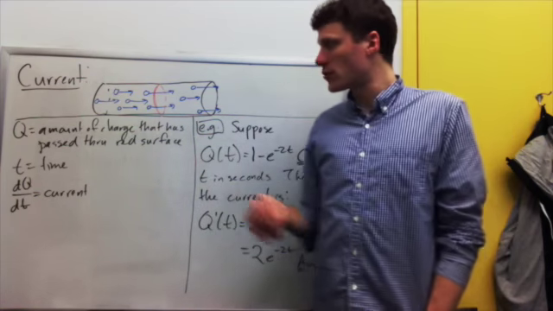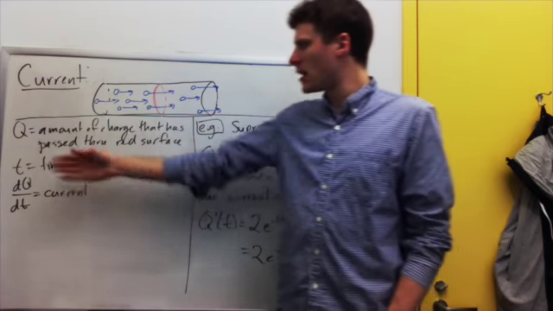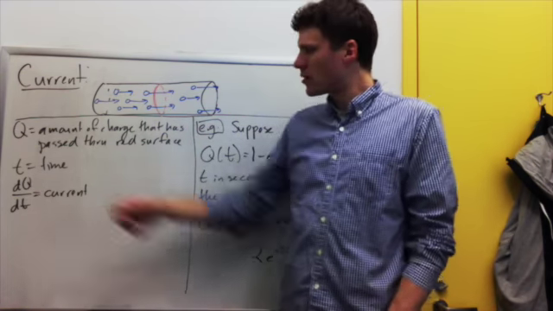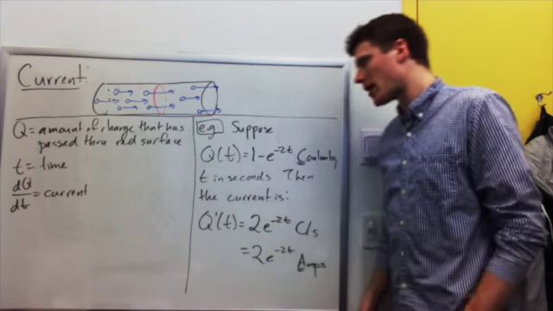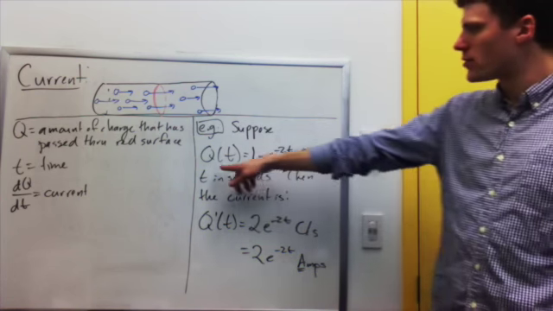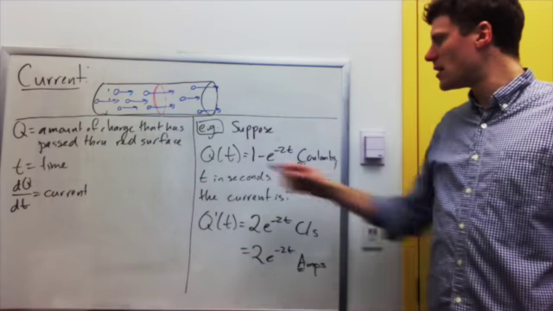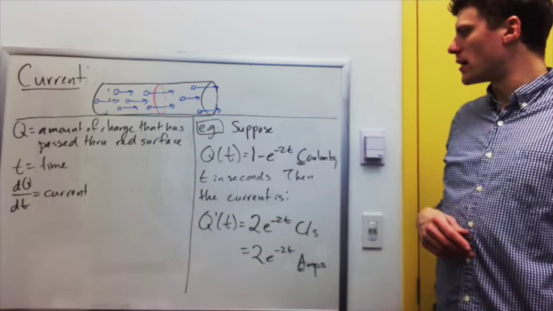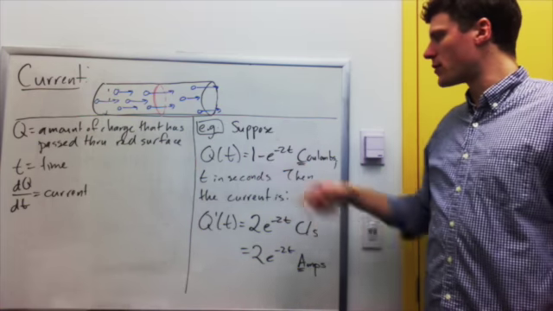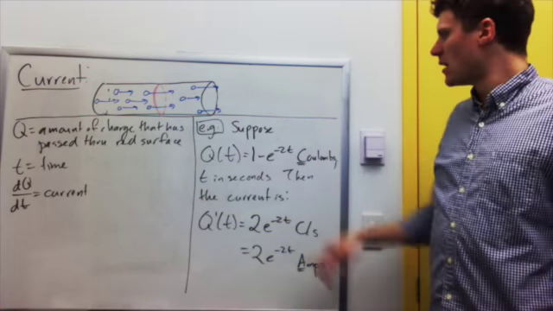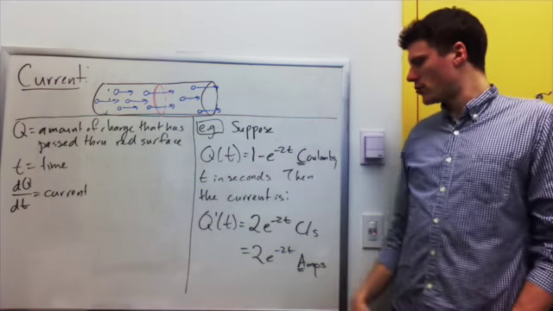Now Q is measured in coulombs, the basic unit of electrical charge. Time will generally be in seconds. Current is going to be coulombs per second, which is amperes or amps. So for example, let's suppose that the charge that has flowed through this red surface up to time t is given by 1 minus e to the minus 2t coulombs. It's probably worth your while to graph out this function and see what it looks like, and t is in seconds. Then the current is going to be the derivative of charge.